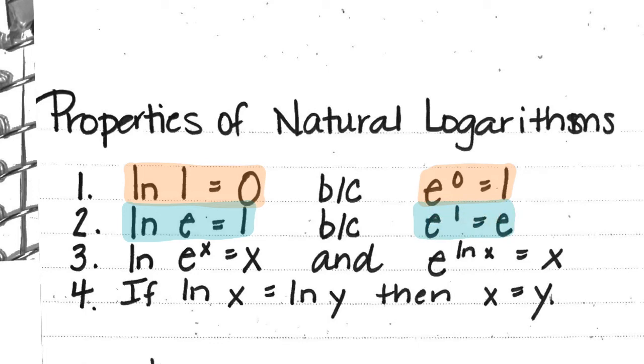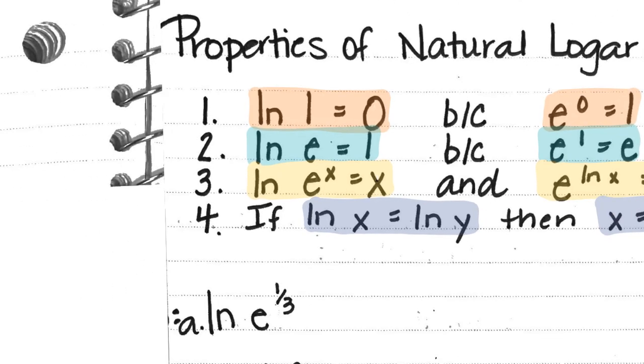The next one we're going to look at: ln of e to the x power is equal to x, and e to the ln of x is equal to x. So this is going to be a lifeline. Anytime you see an e, you want a ln, and when you see a ln, you want an e. And the last one says if the ln of x is equal to the ln of y, then x equals y. So let's go ahead and dig in and do some of these questions.